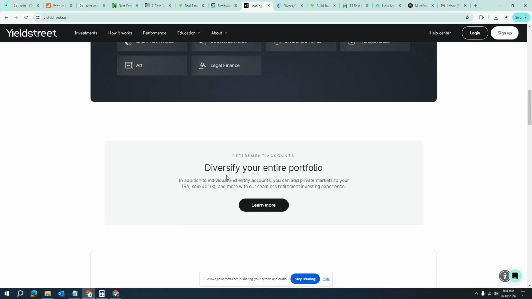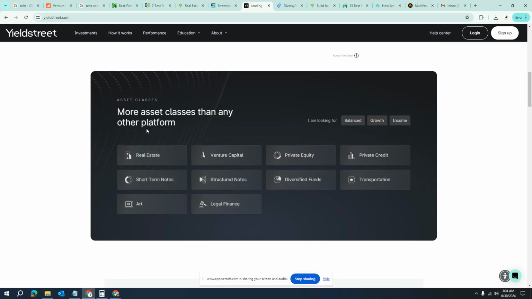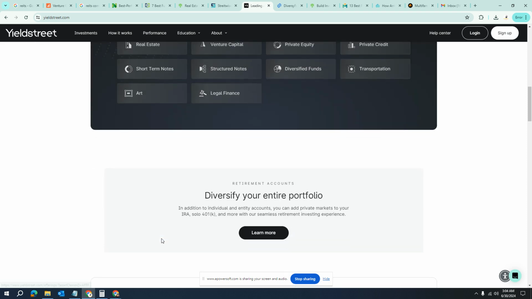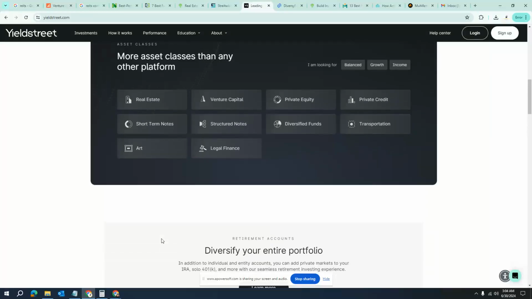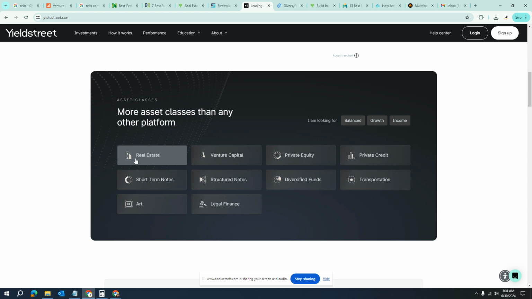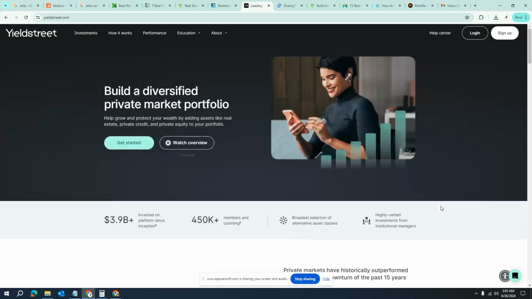You can diversify your entire portfolio. You can add private markets to your IRA, solo 401k. You can even put in your 401k. With Yieldstreet, I believe they have a higher amount that you have to put in. But the good thing about this one is they have a lot of asset classes. They have pretty much a lot of the ones that we talked about: private credit, private equity, diversified funds, venture capital, structured notes, short-term notes, art. They even have art here, legal finance, real estate, transportation. So it's also a good platform to invest in.